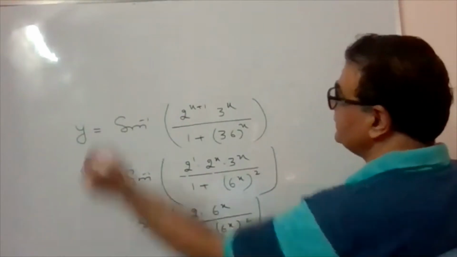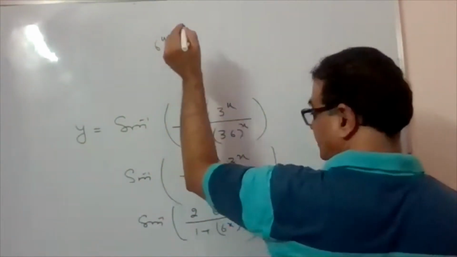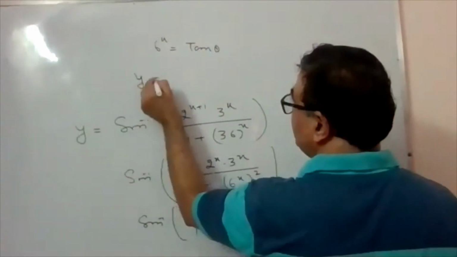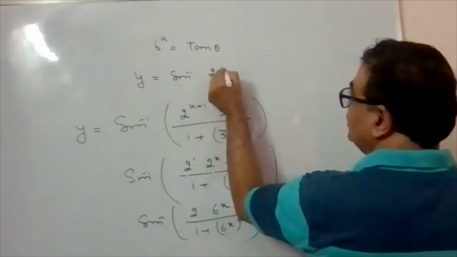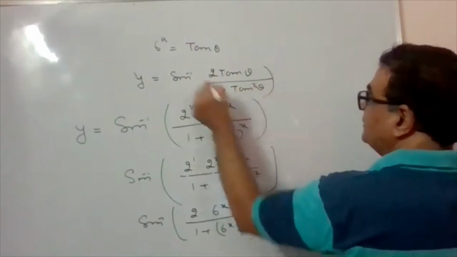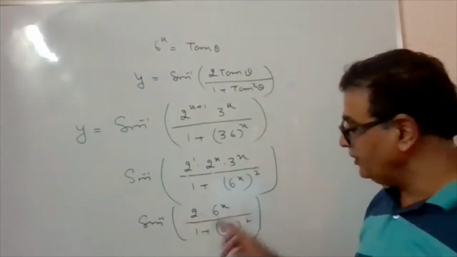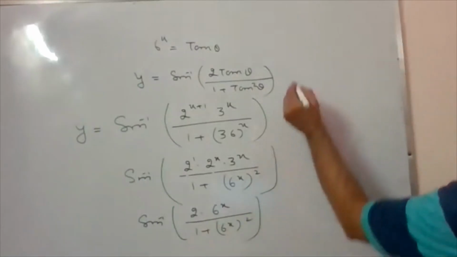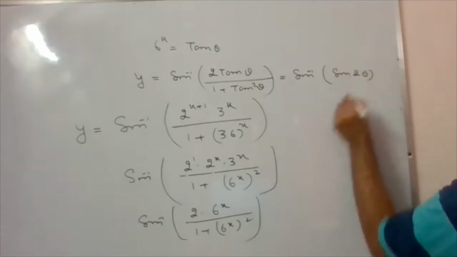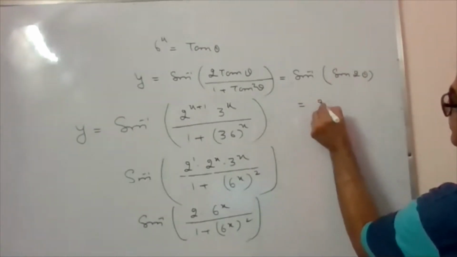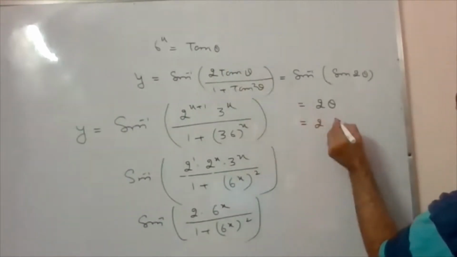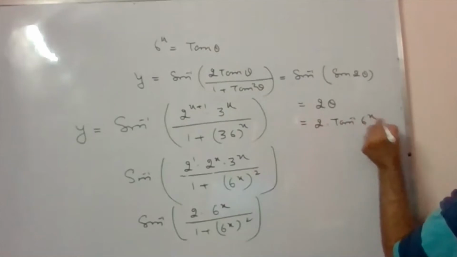Now what assumption? 6 power x will be tan theta. When you go for this, y will be sine inverse 2 tan theta by 1 plus tan square theta. Is it right? 2 tan theta by 1 plus tan square theta. Then it comes out to be sine inverse sine 2 theta, or it clearly comes out to be 2 theta. Theta will be what? Tan inverse 6 power x.